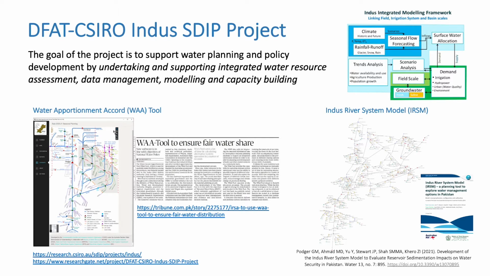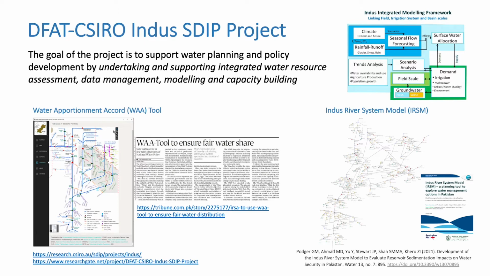For the STIP project, together with our Pakistani partners, we have conducted integrated water sources assessment and produced a number of knowledge products. Among these, two notable products are the Water Apportionment Accord tool, which brought consistency and transparency in interprovincial water sharing processes, and the second product is the Indus River System Model, designed to explore the water-food-energy nexus for Pakistan.